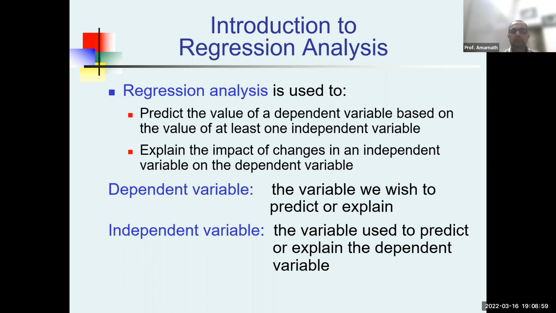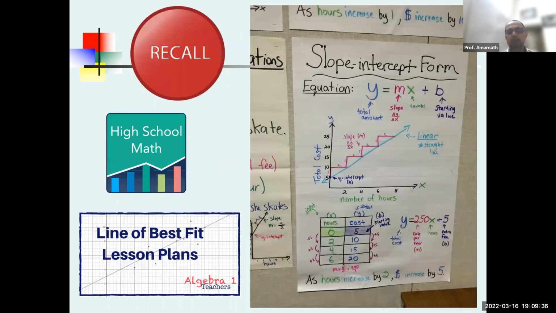You can use it. Regression analysis is used to predict the value of a dependent variable based on the value of at least one independent variable, and to explain the impact of changes in an independent variable on the dependent variable. So what is the dependent variable? That we have to understand. It is the variable we wish to predict or explain. That will be on the left side. The independent variable is the variable used to predict or explain the dependent variable. That will be the right side.